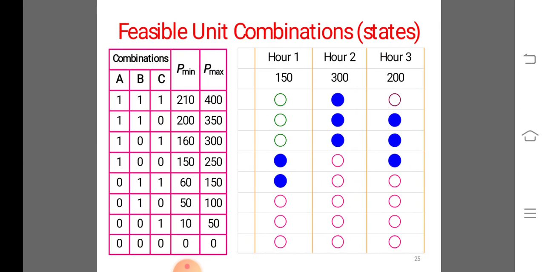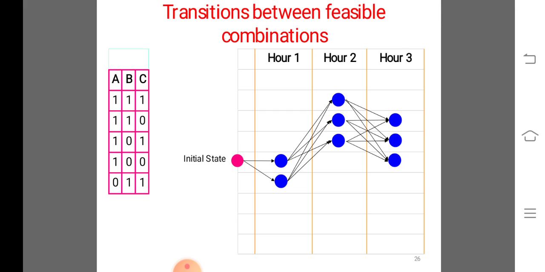These are the feasible unit combination states. It has to segregate three different load levels, hour 1, hour 2, hour 3. The first hour is 150, the second hour is 300, the third hour is 200. These three load levels have to be served within the power minimum and power maximum of the power plant combination.